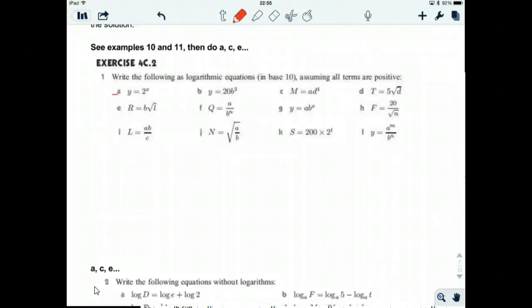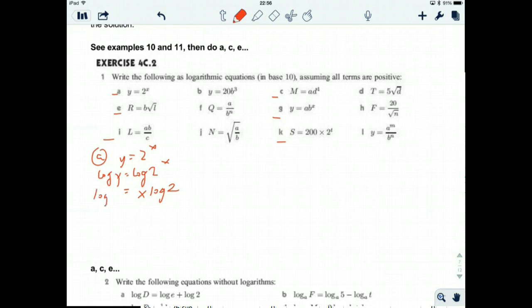Now we'll start with the odds. So let's see, y equals 2 to the x. Write the following as log equations in base 10, assuming all terms are positive. For this one, we'll just take the log of both sides. That would be log of y equals log of 2 to the x. Log of y can't be simplified anymore, but log of 2 to the x, you could put the exponent out front, because of one of the rules of logs we know.